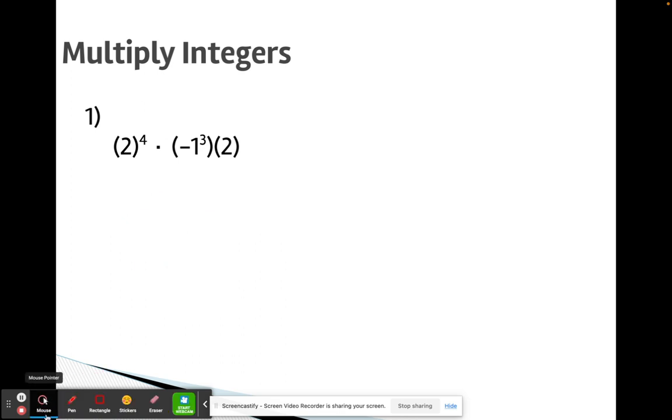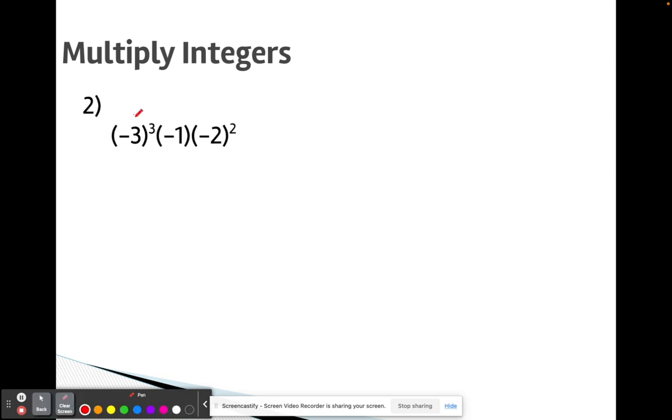Let's look at our next example. This time I have negative 3 to the 3rd power. That's negative 3 times negative 3 times negative 3. And I'm multiplying that by negative 1. Then I also have negative 2 to the 2nd power, so negative 2 and negative 2. We're going to do all those exponents first.